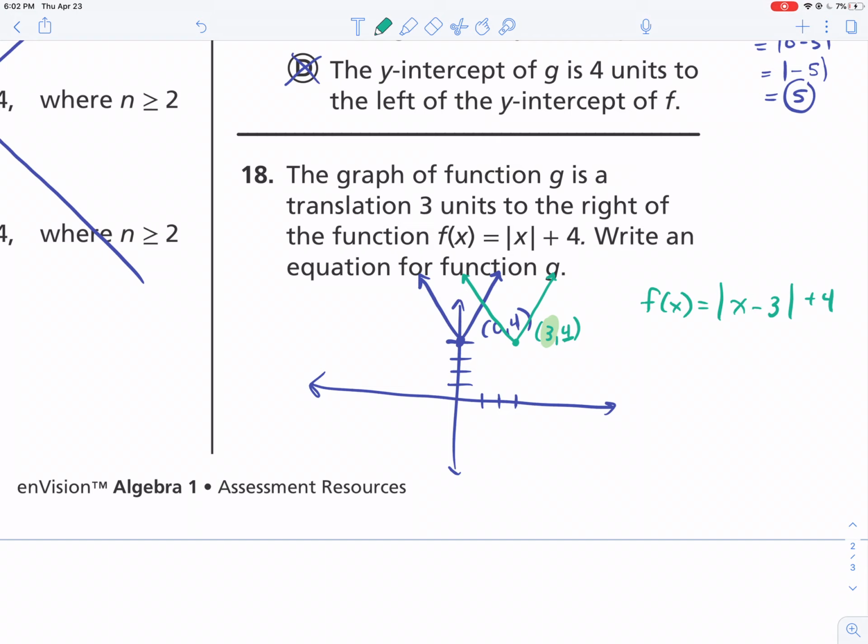So I'm going to plug in a 3 this time, and I'm going to say 3 minus 3 plus 4. 3 minus 3 is going to give me 0, and the absolute value of 0 is 0, plus 4 gives me 4. So I plugged in 3 and 4 came out. So our equation for this function is going to be f of x is equal to the absolute value of x minus 3, close your absolute value, plus 4.